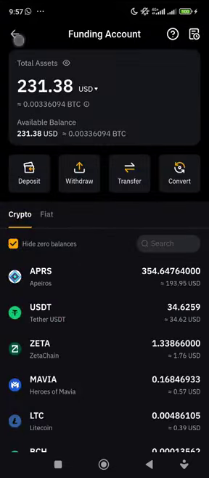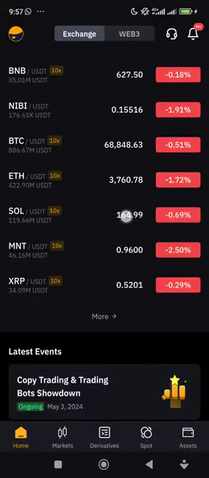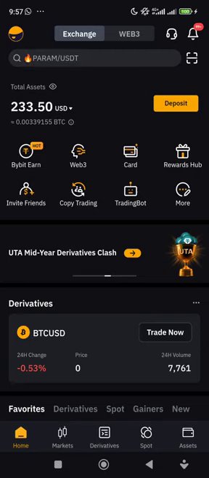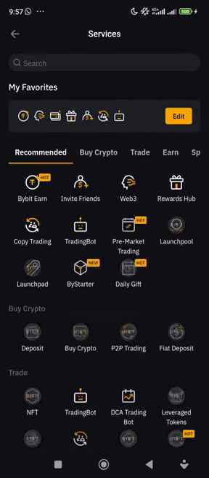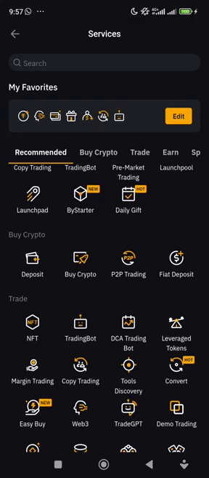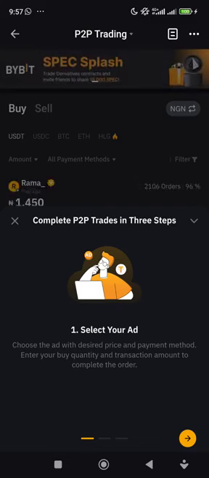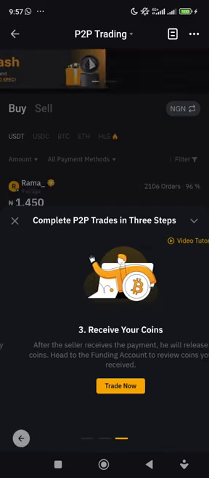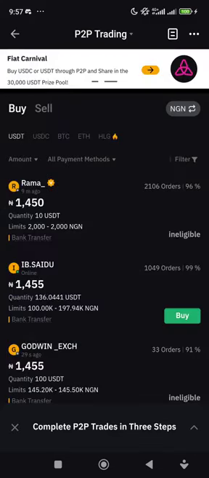So we want to sell this thing. Go to your home page and go to more. When you click on more, you are going to see P2P. Okay, this is P2P under buy crypto. Click on P2P trading.